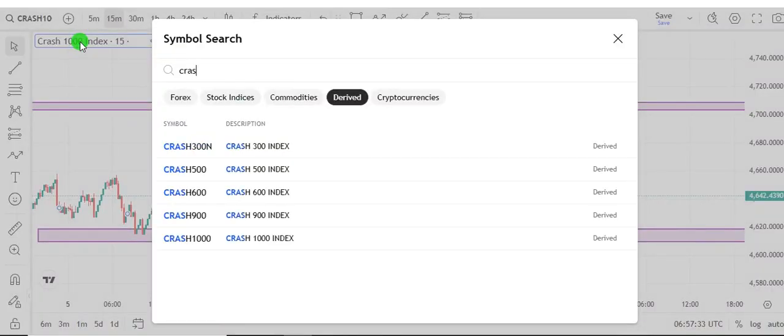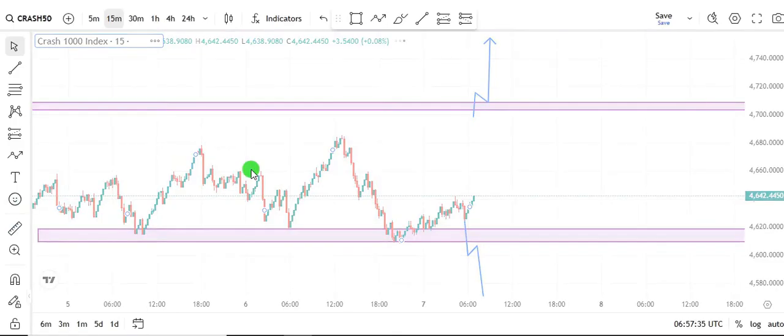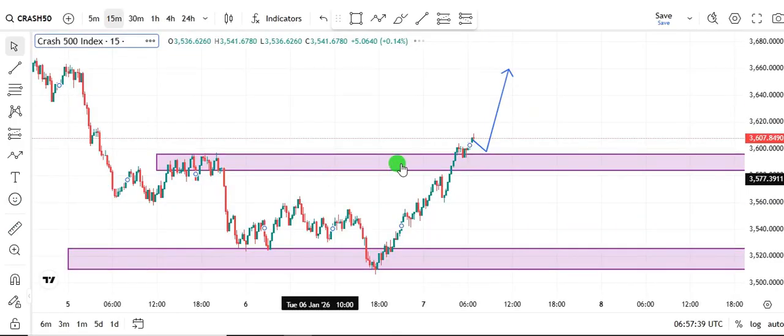I think Crash 500. Have we analyzed Crash 500? Have we done that? Let me check. I think I forgot it. Oh yes, we've done that. Okay, that means that's the end of today's analysis.